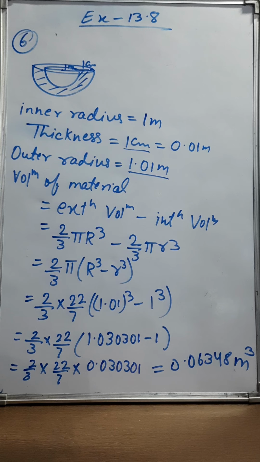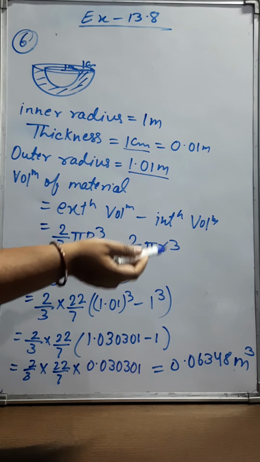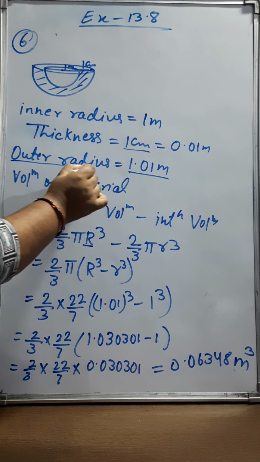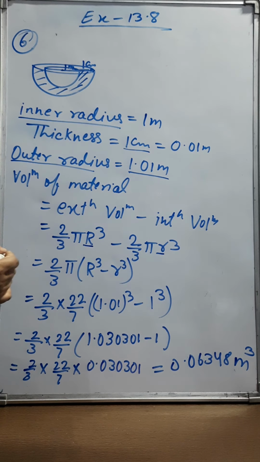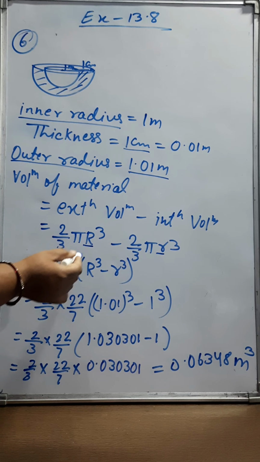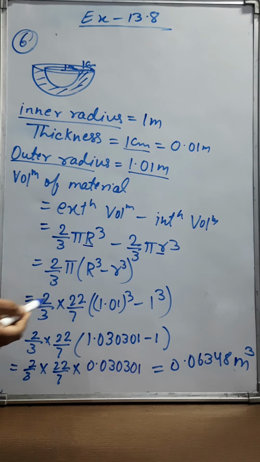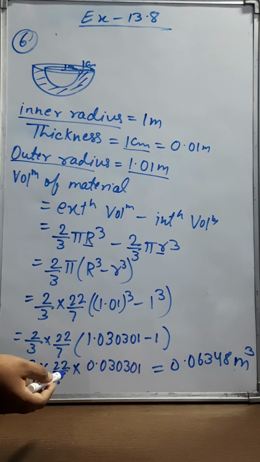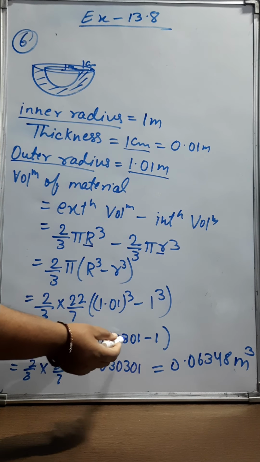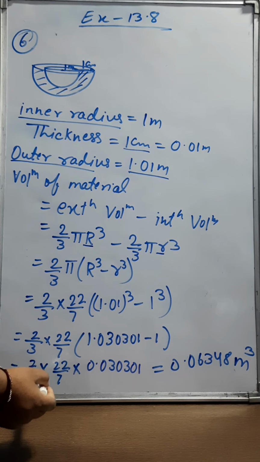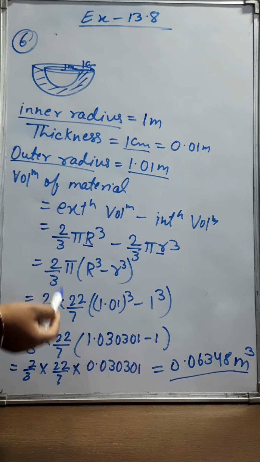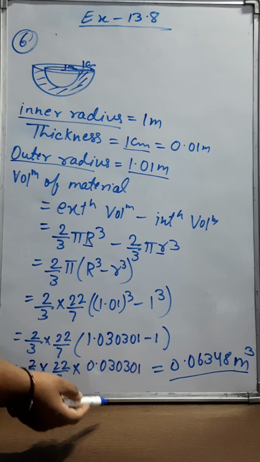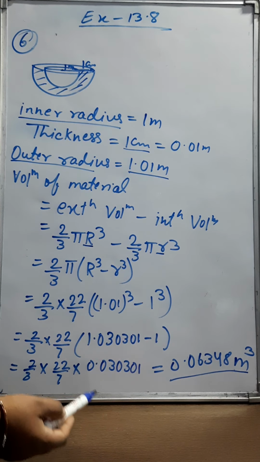Now, I already told you earlier that volume of material used is external volume minus internal volume. So, it is 2 by 3 pi R cube minus 2 by 3 pi small r cube. This capital R denotes outer radius and small r denotes inner radius. So, 2 by 3 pi we can take out common. Inside the bracket we have capital R cube minus small r cube. So, it is 1.01 whole cube minus 1 cube. When you calculate it, you will get 1.030301 minus 1. When you calculate it, you will get the volume of material used, or volume of iron used to make this tank, as 0.06348 meter cube.